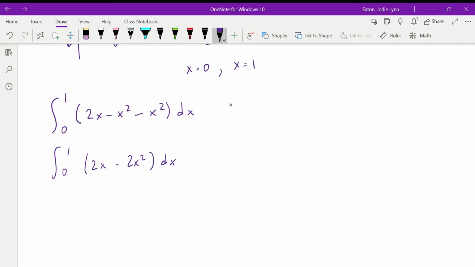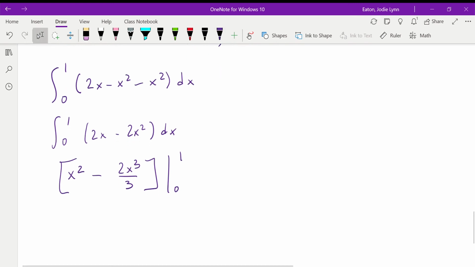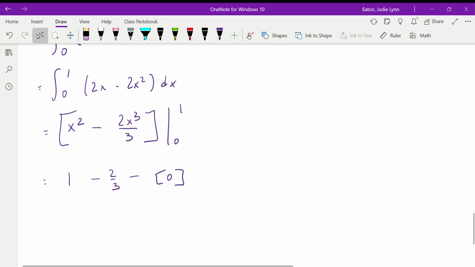So the antiderivative is x squared minus 2x cubed over 3. We're going to be evaluating that from 0 to 1. So we get 1 minus 2/3 minus 0. When we plug in 0 and it's all x's, it's just 0. And that is equal to 1/3.